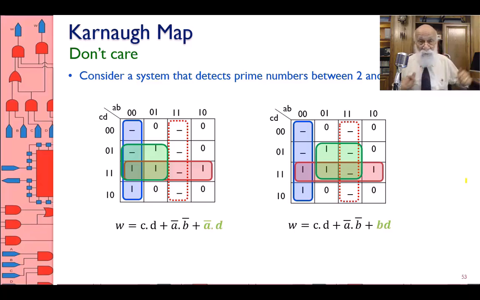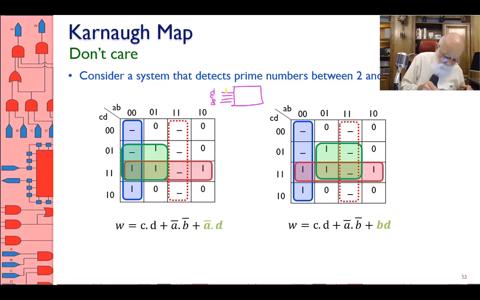Let's do another design. This one, I want to do a circuit that detects prime numbers between 2 and 11. So this is the circuit I want to build. The circuit has 4 inputs, A being the most significant, B, C, D. And it has one output, let's say P for the prime, or W, for the prime number detection. Let's call this one prime between 2 and 11. I want to build this circuit.